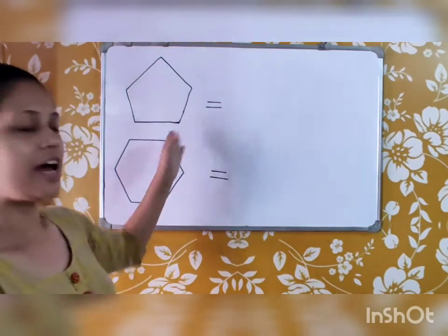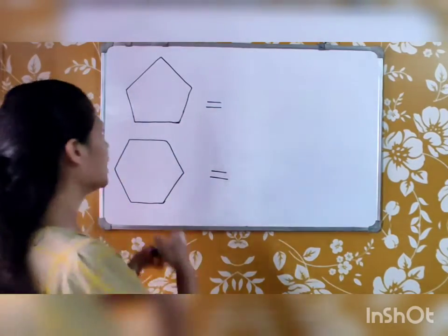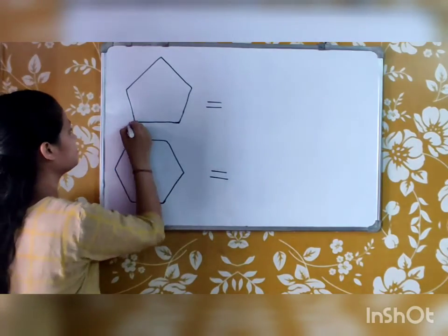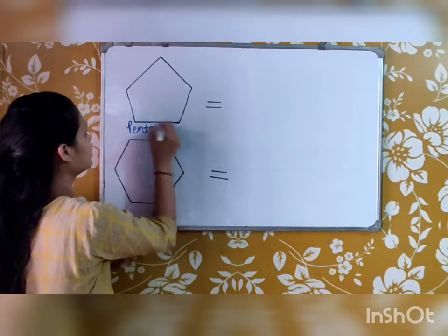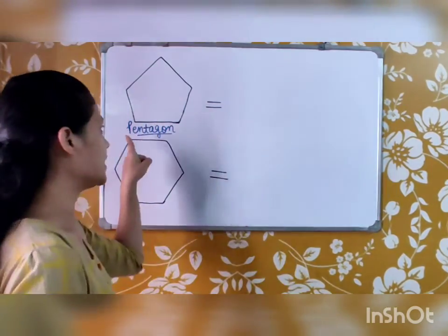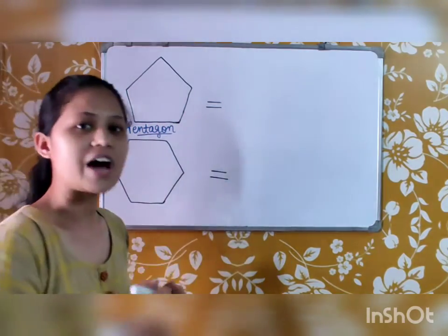Here we have been given 2 shapes. So let's first understand the first shape. The first shape is pentagon. This is known as pentagon. Penta means 5. So this shape which has 5 sides.